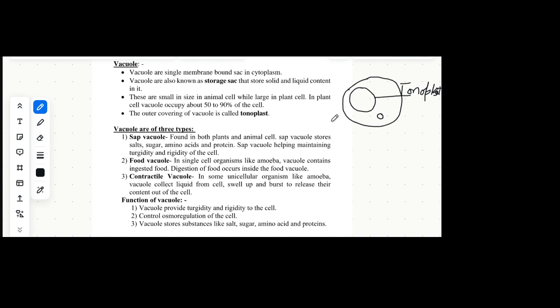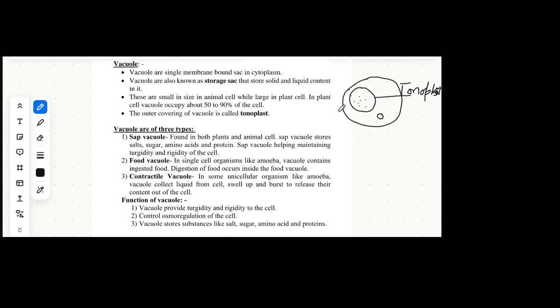Vacuoles store material in the form of liquid and solid. That's why it is also known as storage sac. So, students, here is a very important question: name the organelle which is also known as storage sac. So, your answer would be vacuole. Vacuole membrane is known as tonoplast, right?